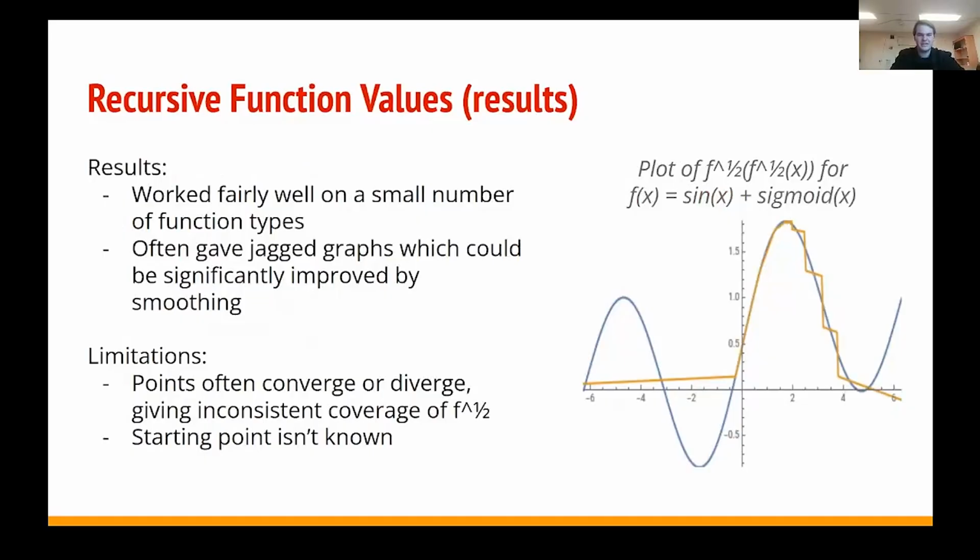So if we look at the results for this, basically it does work fairly well on a small number of function types. And within a small bound, it often works extremely well, like between -1/2 and 2, it seems to have a very, very good approximation. But just like the linear interpolation, it often comes out very jagged, and beyond the extents of the function, it doesn't always converge. You don't always get a lot of points.